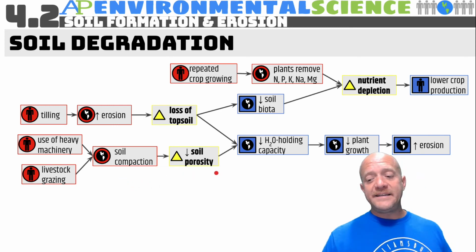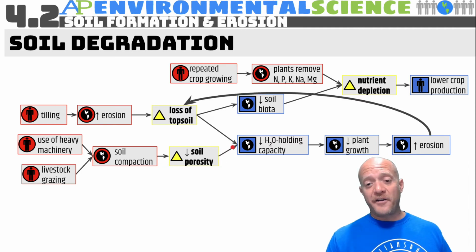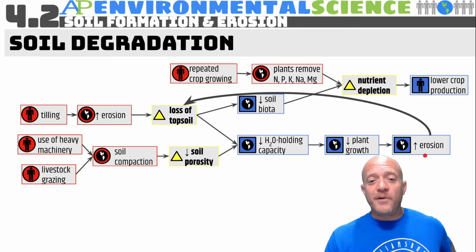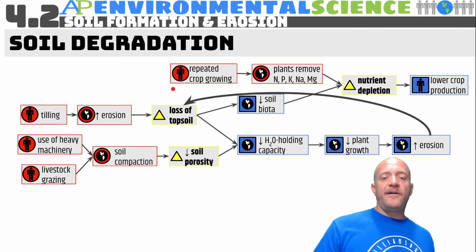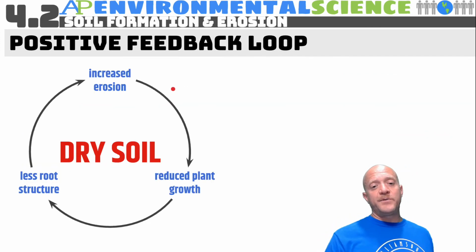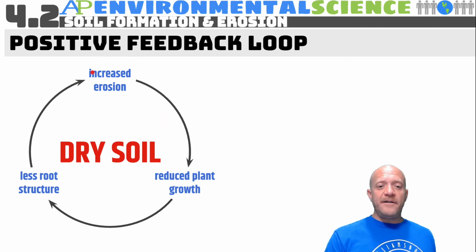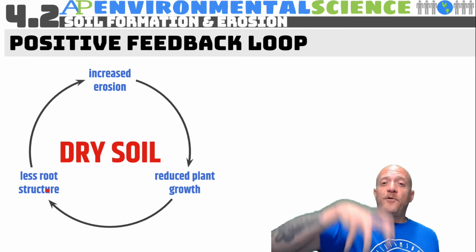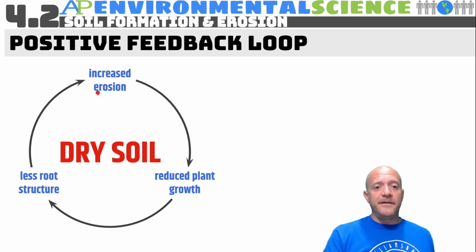When the soil porosity is decreased, it doesn't hold as much water. And this erosion, like I said before, can continuously lead to more topsoil loss. And that's an example of a positive feedback loop. When you have increased erosion, you're reducing the growth of your plants because they don't have as many nutrients, as much substrate, as much organic material. Plants are not going to grow. You get less root structure. In other words, the plants aren't holding the soil in place. You get more erosion. As you get more erosion, you get more reduced plant growth.